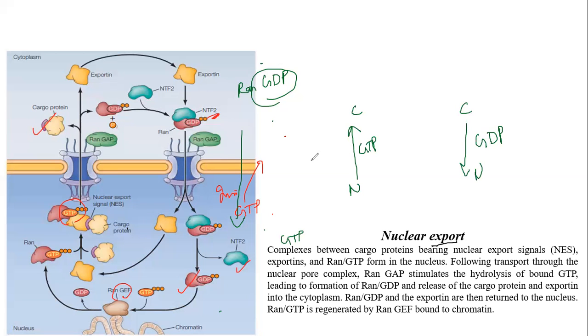Okay? So in the case of the nucleus it is RAN. When we talk about GTP in the cytoplasm, that is RAS. This RAS is a GTP binding protein. In the case of the nucleus it is RAN. Okay? There are also many different types of GTP binding proteins. Okay, clear?